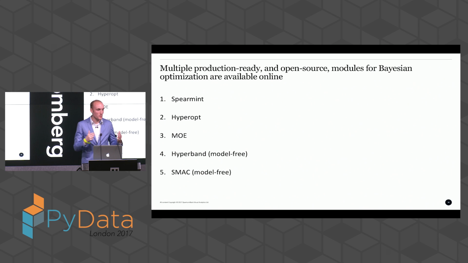And again, we talked about Bayesian optimization algorithms, or model-based optimization algorithms. But you don't necessarily have to assume some kind of model on your performance functions. There are also methods like Hyperband and SMAC that try to do this in a model-free way.